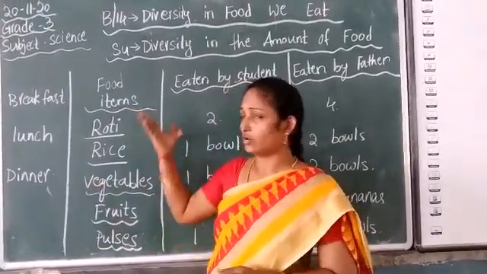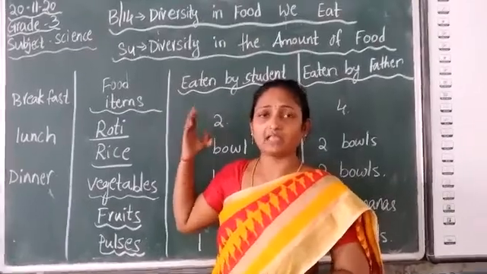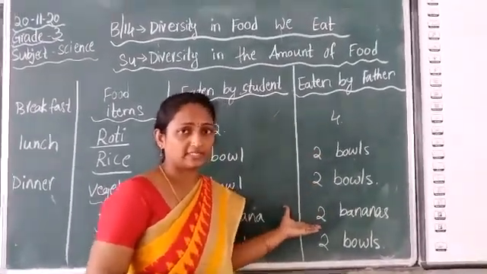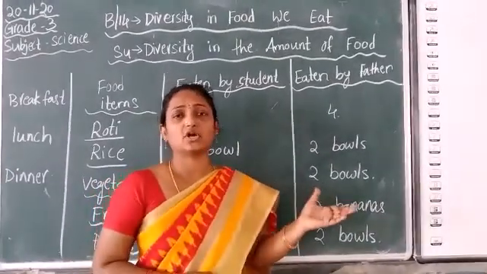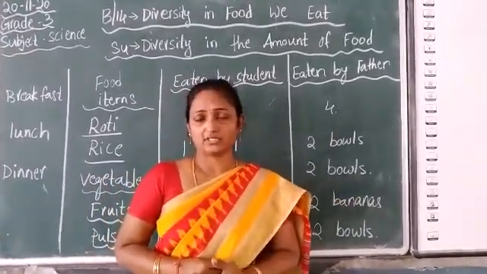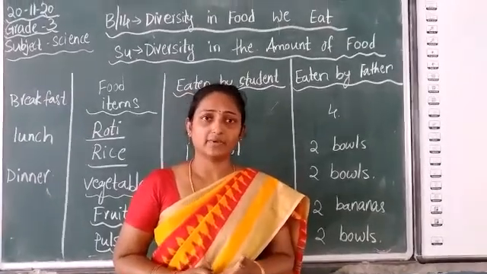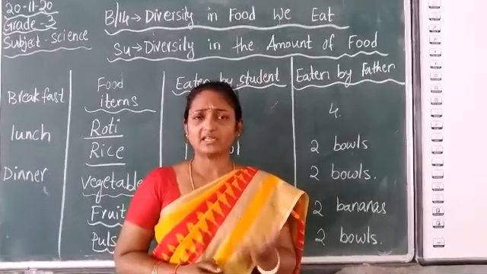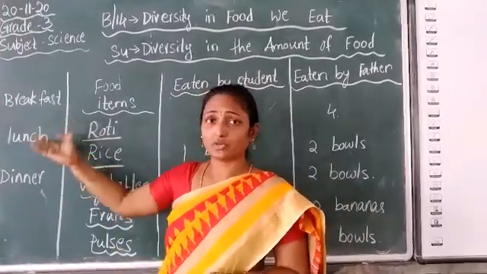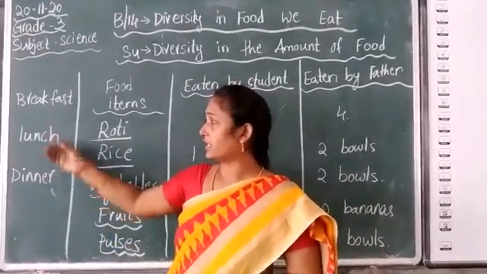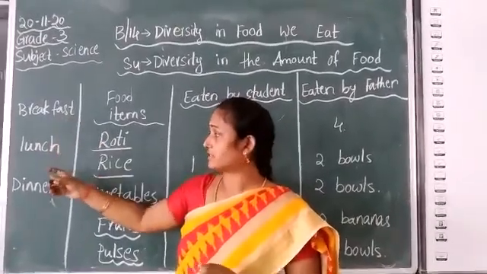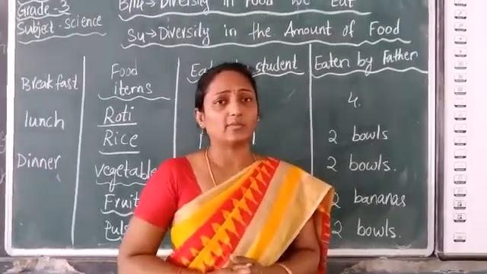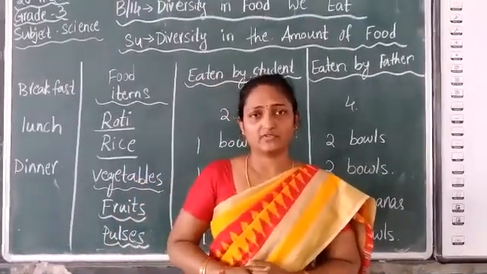So the amount of food given to a child and the amount of food given to an adult, you are going to complete in this tabular column by observing your family members. Take any adult as an example, father, brother, or any adult you can take, and you are going to complete these 3 meals for your day. One day you are going to compare breakfast, lunch and dinner. Okay children, hope you have understood how the amount of food is given to each member of the family.